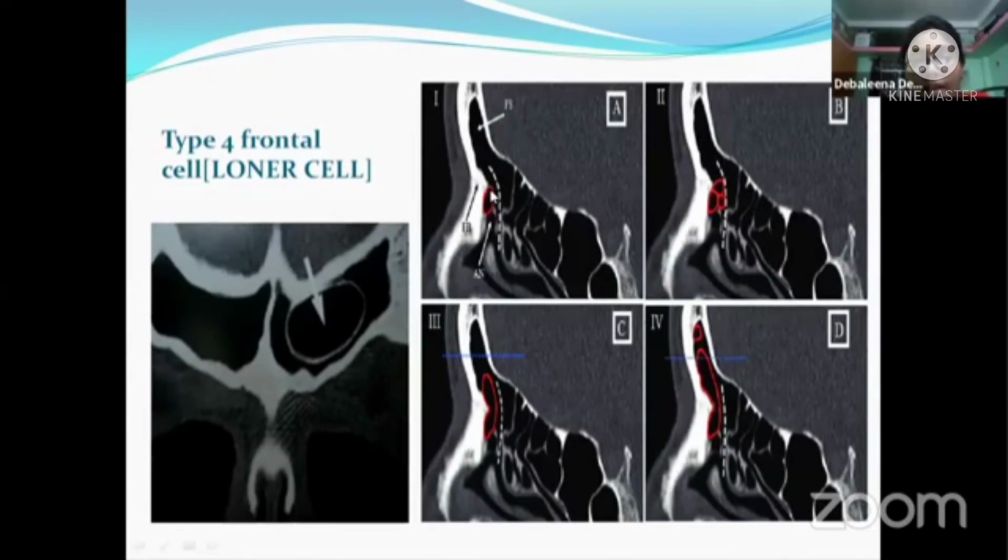So this is the agger nasi. A single cell above it is known as type 1. Agger nasi, 2 or more cells above it is known as type 2. This is the agger nasi. A cell above the agger nasi, but which occupies less than 50% of the frontal sinus, this is type 3. Here, type 4 is of 2 types. When it has covered more than 50%, this line denotes 50%, of the frontal sinus, or a single cell which lies completely within the frontal sinus, also known as a loner cell, this is a type 4 frontal cell.